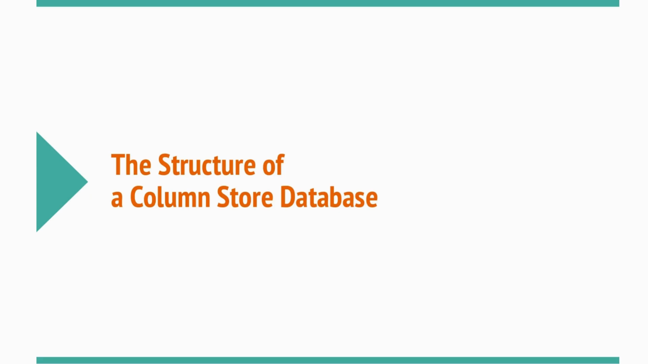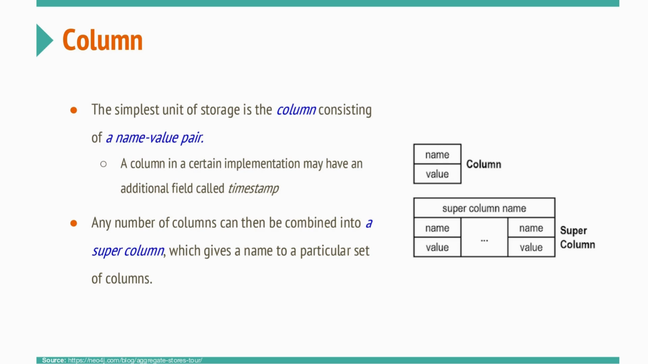Okay, let's break down the structure of these databases. It's like building with Legos. We start with the smallest pieces and build up from there. The most basic unit is the column. It's simple, just a name-value pair. For example, the name could be email and the value could be student@example.com. Some implementations, like Cassandra, also add a timestamp to each column automatically. This is incredibly useful because it lets us know exactly when that piece of data was written, which helps in resolving conflicts.